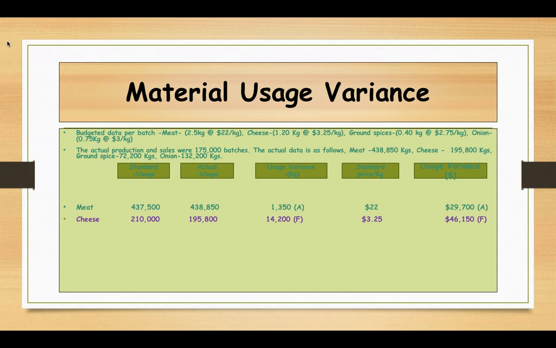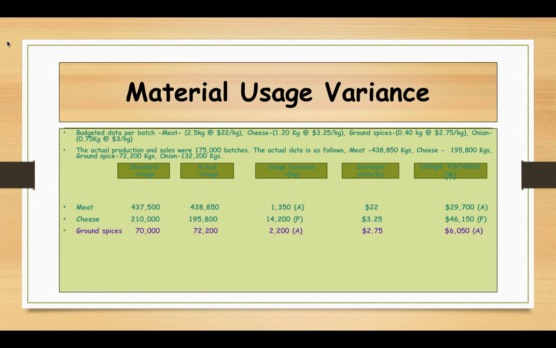But the actual usage is 195,800 kilograms. So the difference is 14,200 kilograms favorable. So we need to convert that into money value. So we need to times that by standard price per kilogram, which is $3.25. So the usage variance for the cheese is $46,150 favorable. Now we'll see the ground spice.